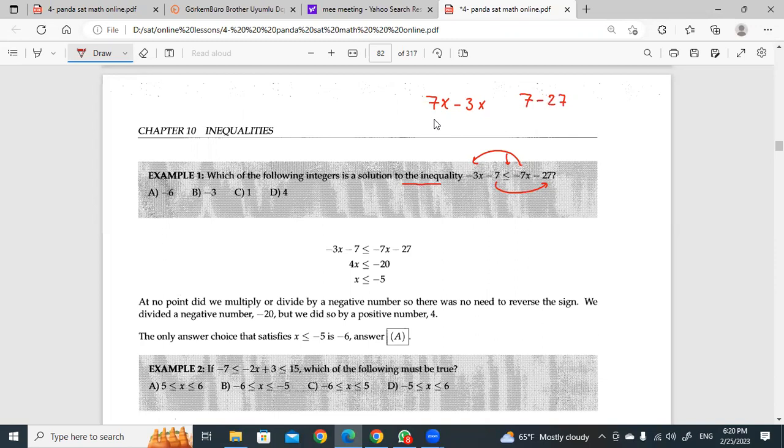No, exactly. So it will be the same. 7x minus 3x is equal to 4x, and here I have less than or equal to, and 7 minus 27 is equal to negative 20. Perfect. And then I have to get rid of the 4 by division. Divide by 4, positive or negative? It's positive. Does this sign change? It will stay the same.